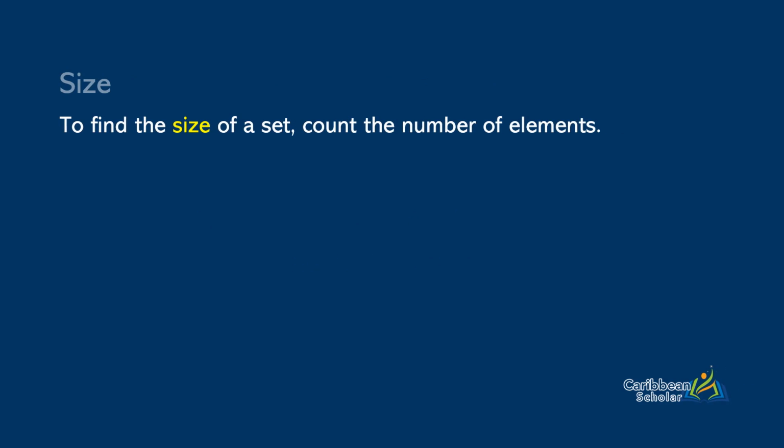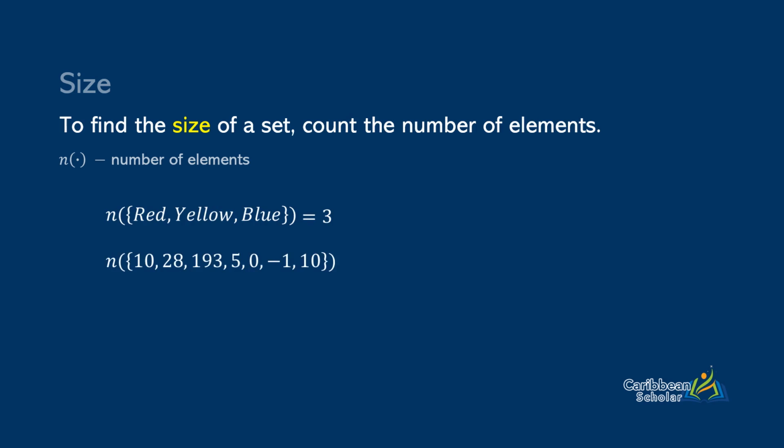Now suppose we want to find the size of some sets. To do that, we will count the number of elements, and this n here means the number of elements. So first up, we do the number of elements in the set containing red, yellow, and blue. Well, this gives 3. Second, we want to find the number of elements in the set containing 10, 28, 193, 5, 0, -1, and 10. I'll give you a chance to count. And the answer is 7.